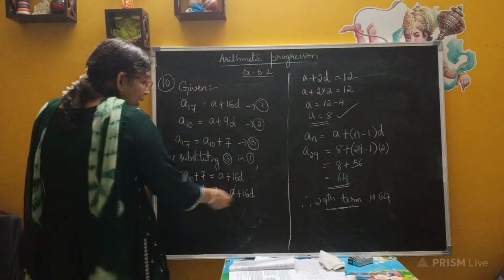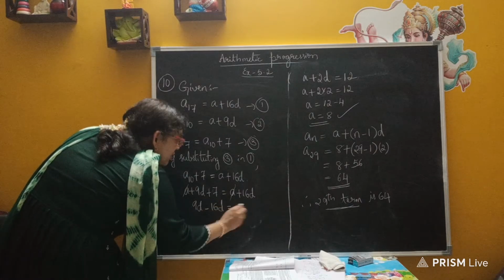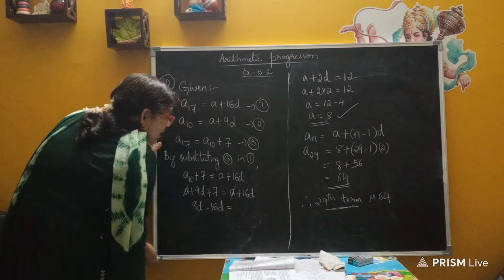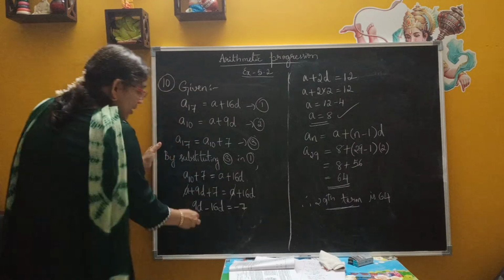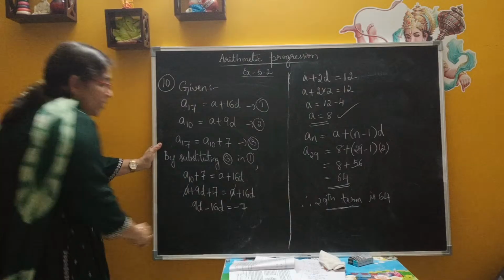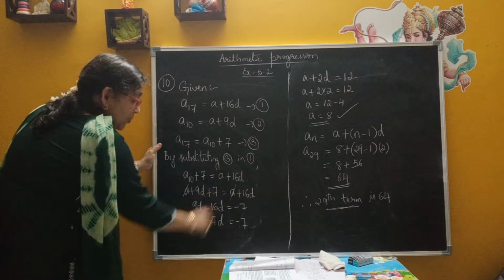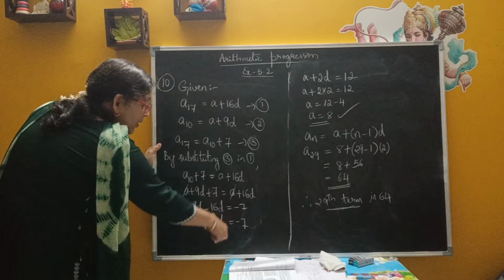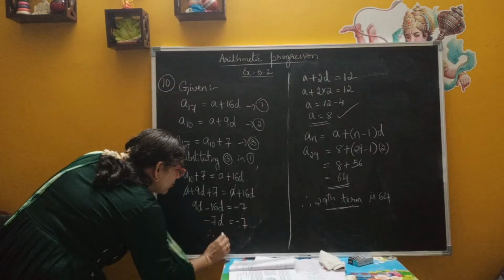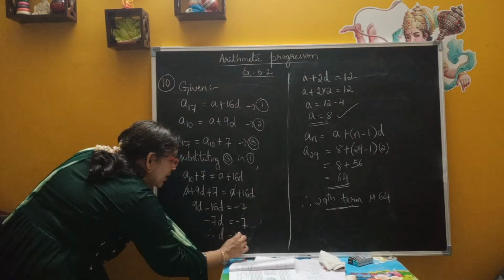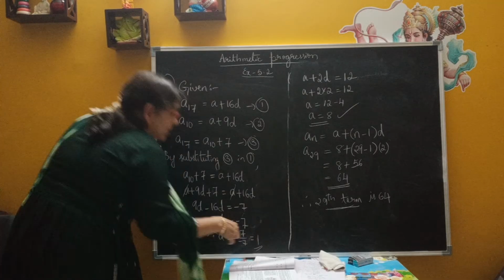So 9D minus 16D, here it remains minus 16D. I transpose 16D to LHS. Here we have plus 7. I transpose this to RHS, it becomes minus 7. So 9D minus 16D, how much is it? Minus 7D. It is equal to minus 7. Minus 7 by minus 7 becomes plus 1. Minus gets cancelled. Therefore D is equal to minus 7 by minus 7, which is equal to plus 1.